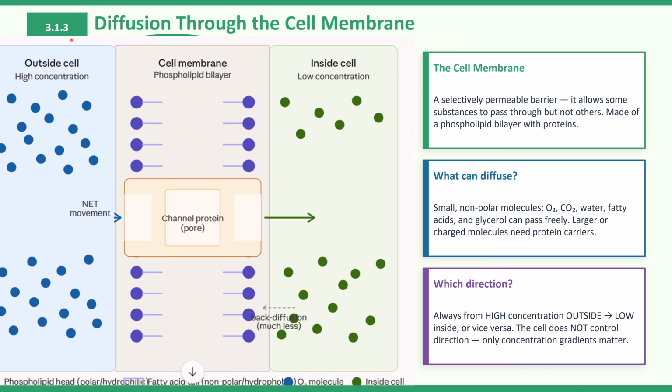3.1.3, diffusion through the cell membrane. We will explore how the cell acts as a gatekeeper, deciding what gets in and what stays out. First, let's talk about the cell membrane.